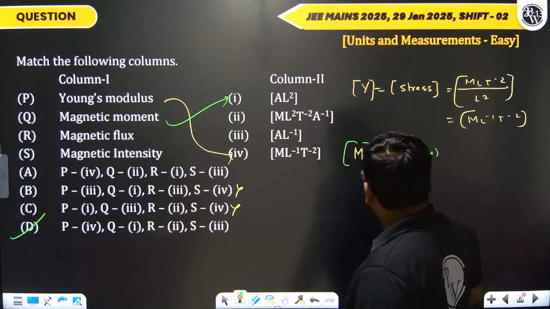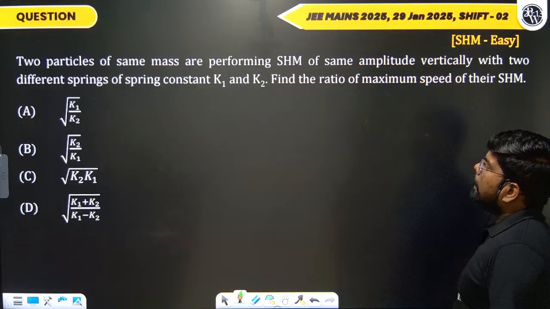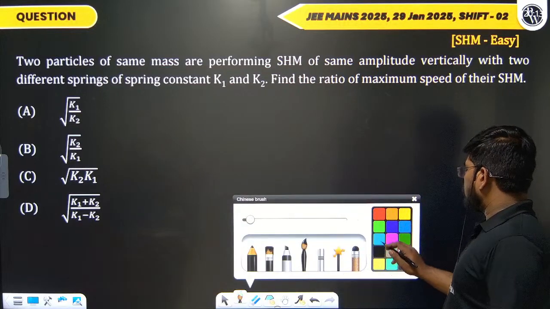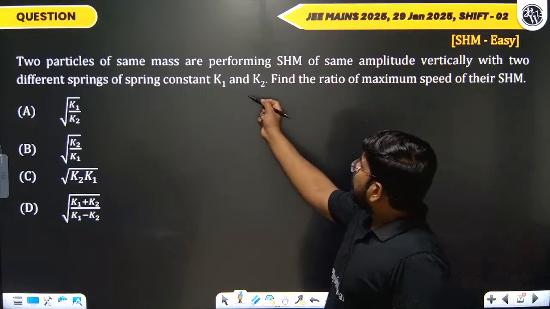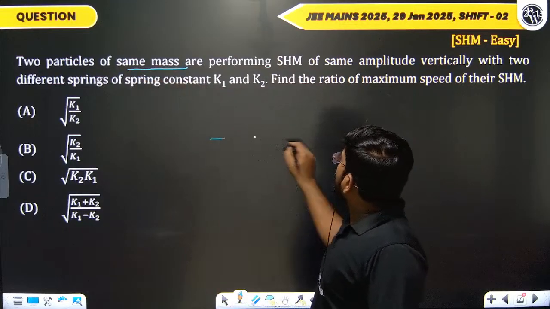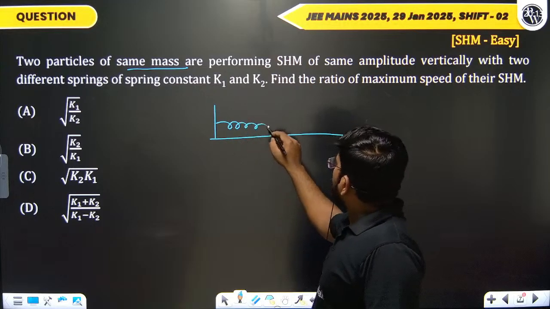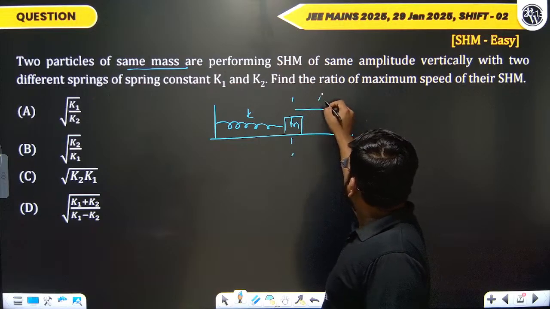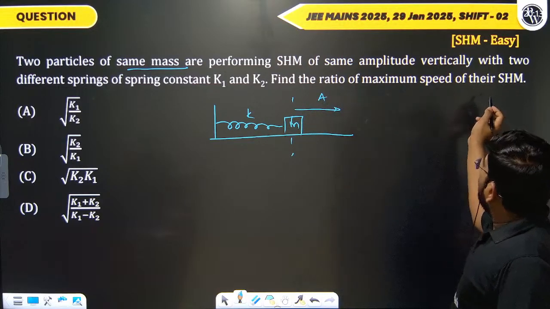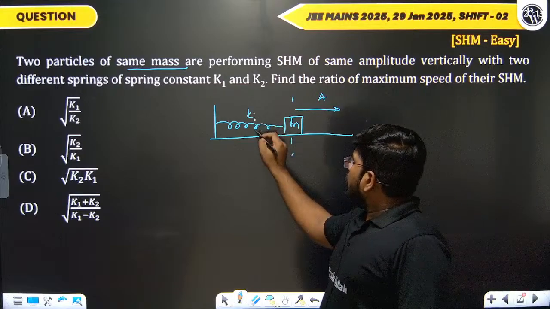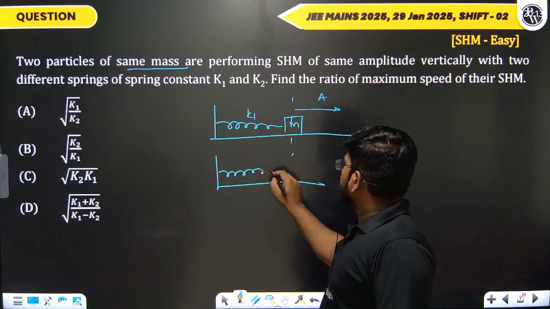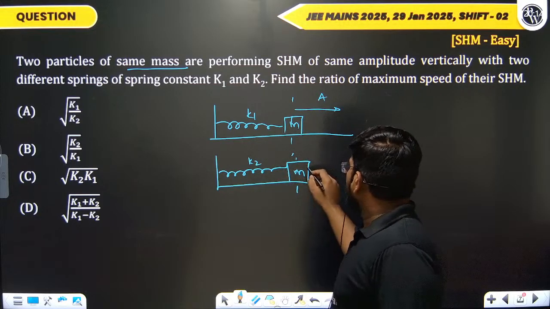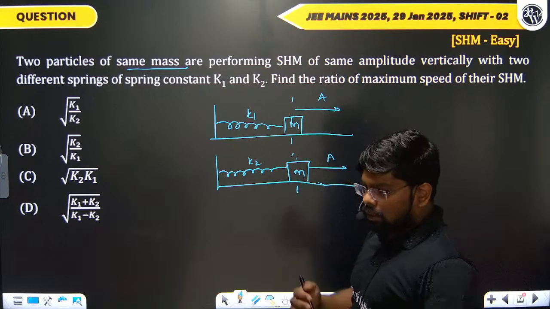Right? Okay. So next, again SHM. You might think that there are a lot of applications in this, but here if you see, they're asking two particles of the same mass. This is a spring and a block. It is doing SHM, its amplitude is given, and with two different springs. This is K1, this is another spring.